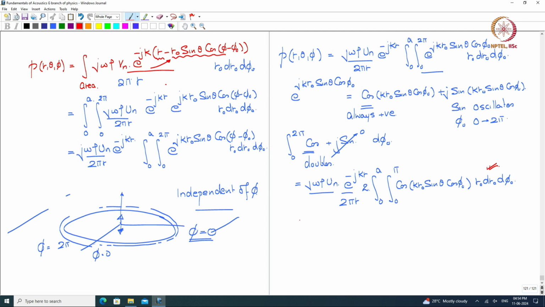So, if I have from handbooks, 1 by pi integral 0 to pi cos of x cos phi 0 d phi 0, then that is the cylindrical Bessel function of order 0 of the first kind.